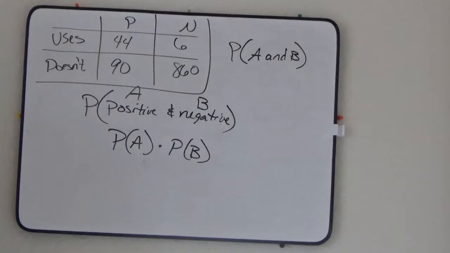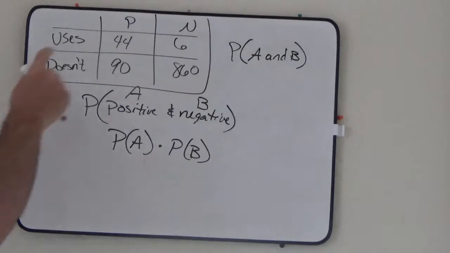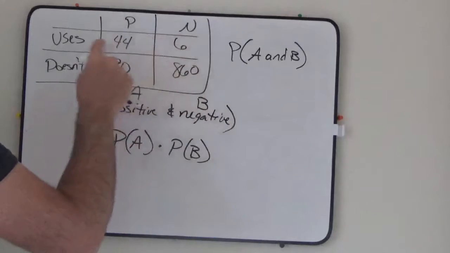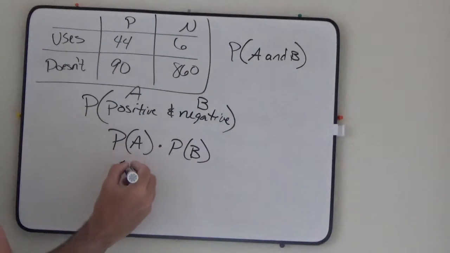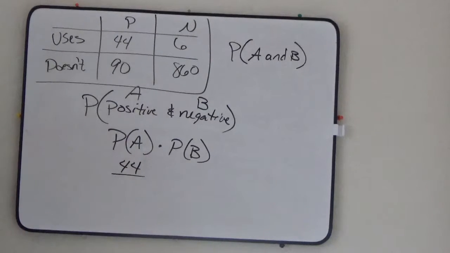So let's look at the probability of an A, of positives, okay? So of the 50 people using drugs, these are the 50 people using drugs, there were 44 that were positive. So 44 is what I'm looking for, out of the total possible, which is 50.